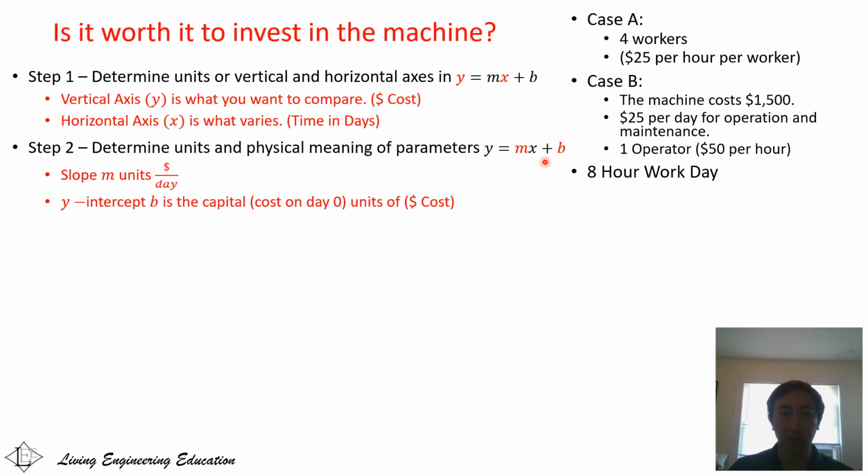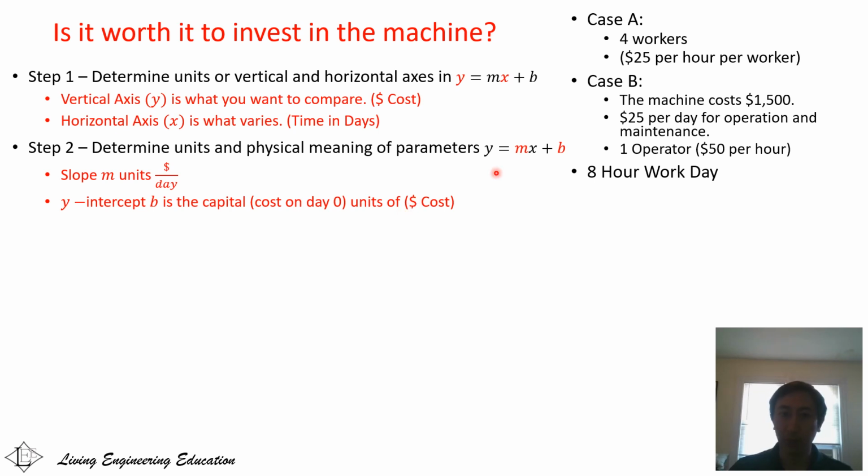So since y is in dollars, or costs, b, the y-intercept, must also be in dollars, or costs. So I know the units are going to be in dollars. What does it physically represent? Well, the y-intercept is where the line intersects the y-axis. So when time is 0 days, that represents a capital cost, right? The initial cost before any hourly cost is put on. So it's a capital cost. That's why the y-intercept is capital cost on day 0, and it's in dollars.